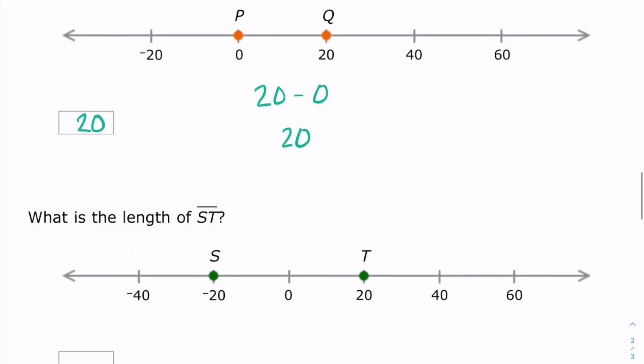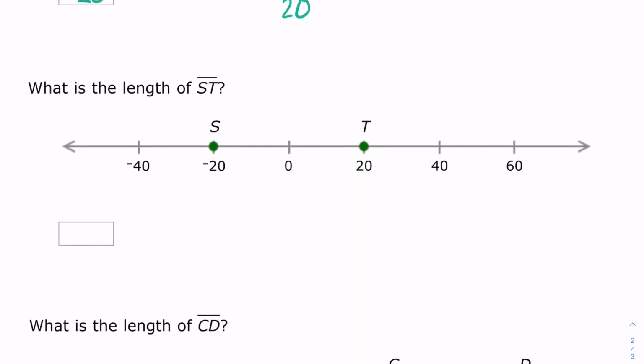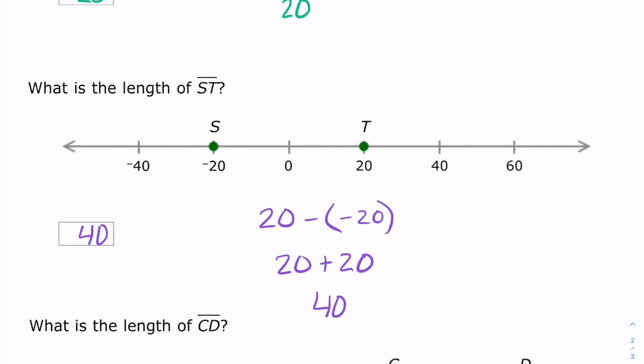All right, let's check out this one. Look, negative 20 to 0 is 20. So 0 to 20 is 20 more. So that's 40. That's a difference of 40. So what I would do is 20 take away negative 20, which is the same as 20 plus 20, and that is 40. And there we go.